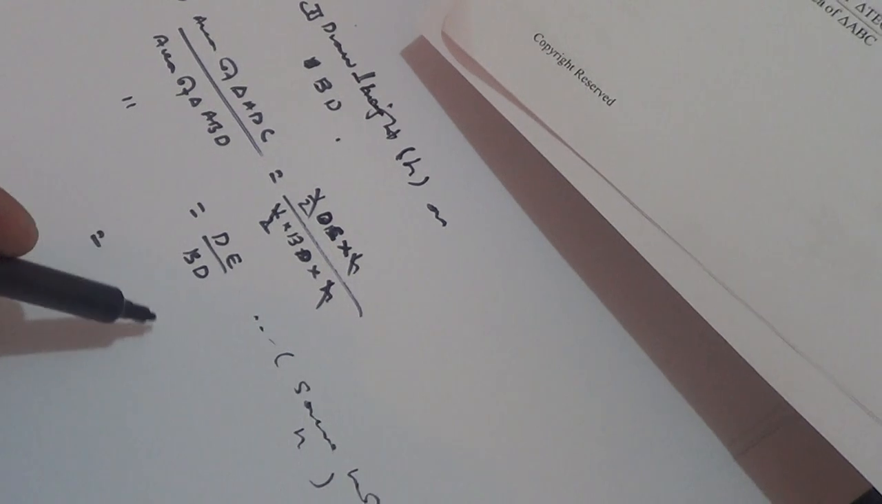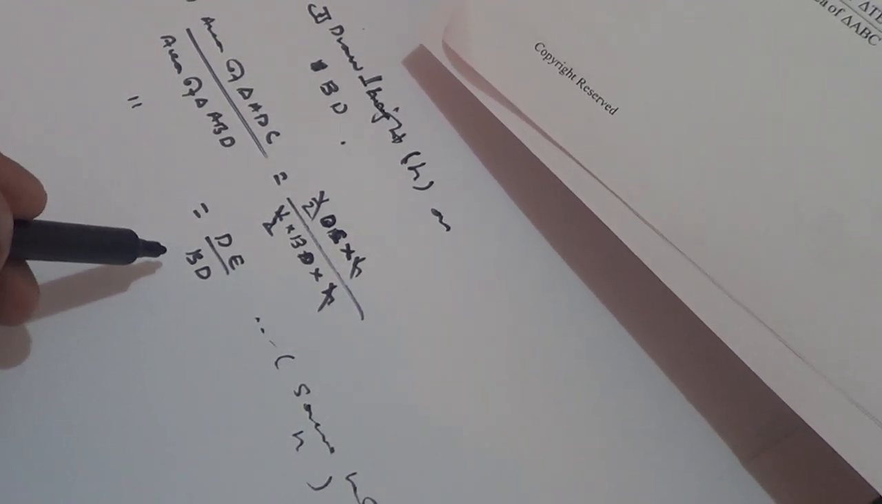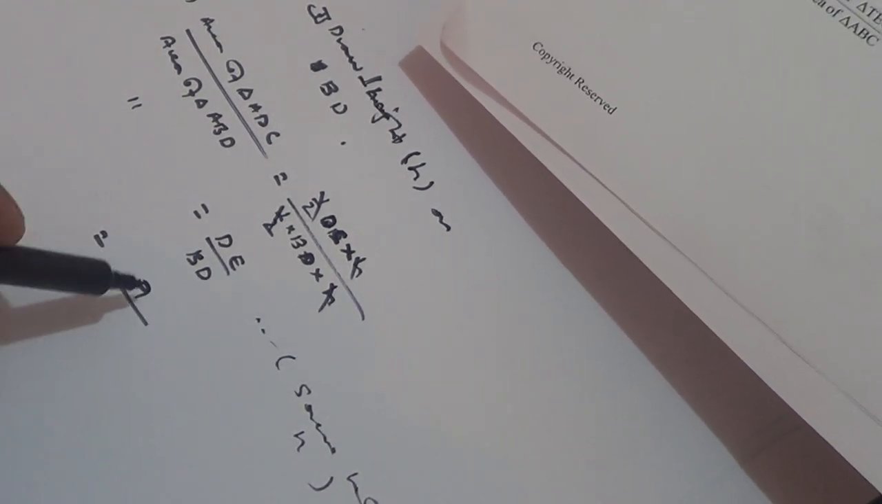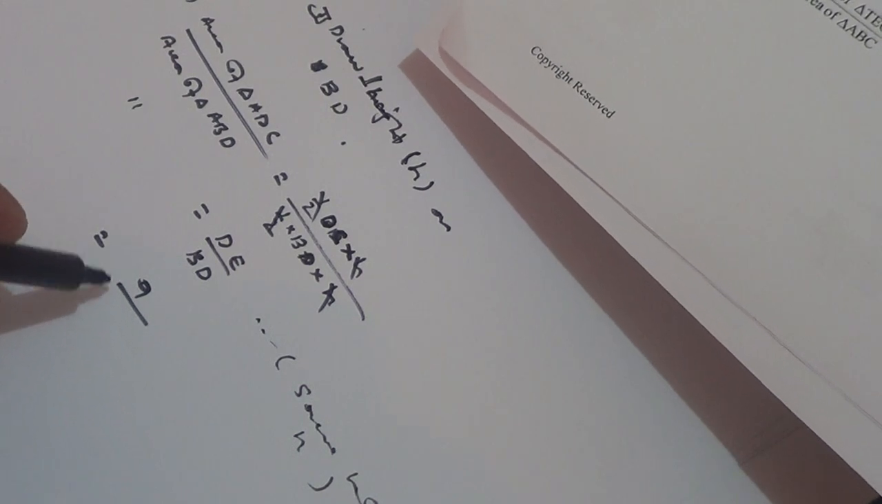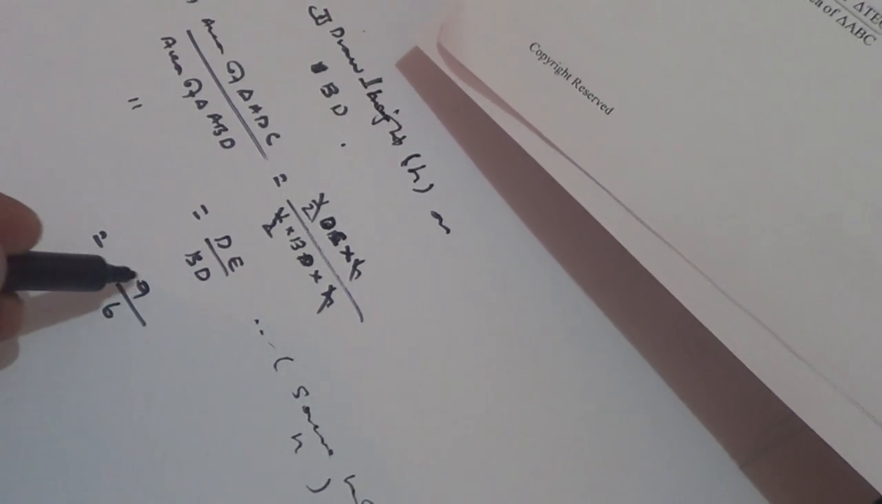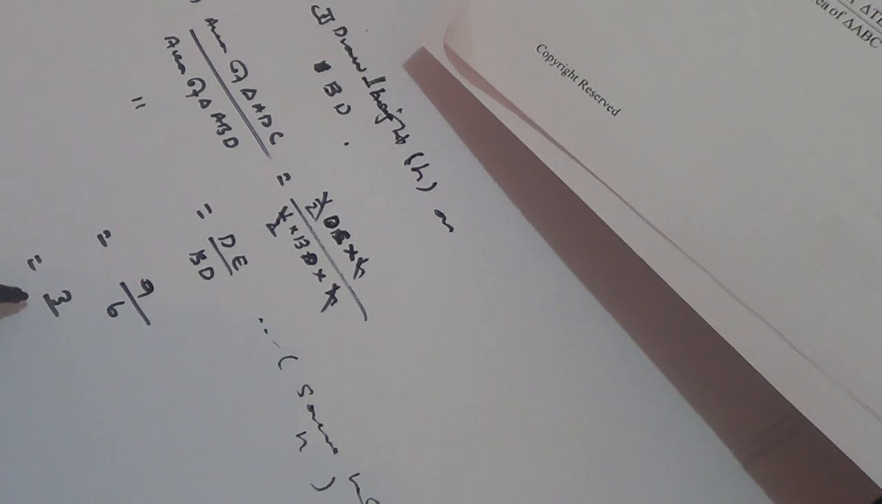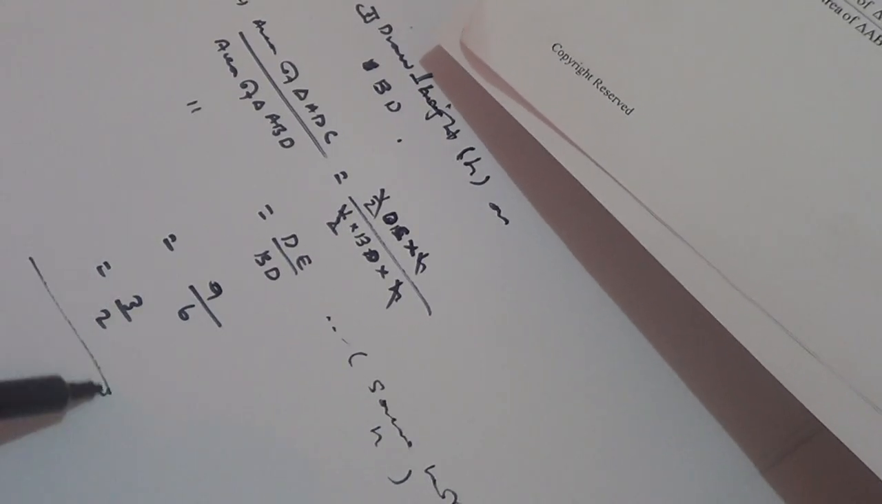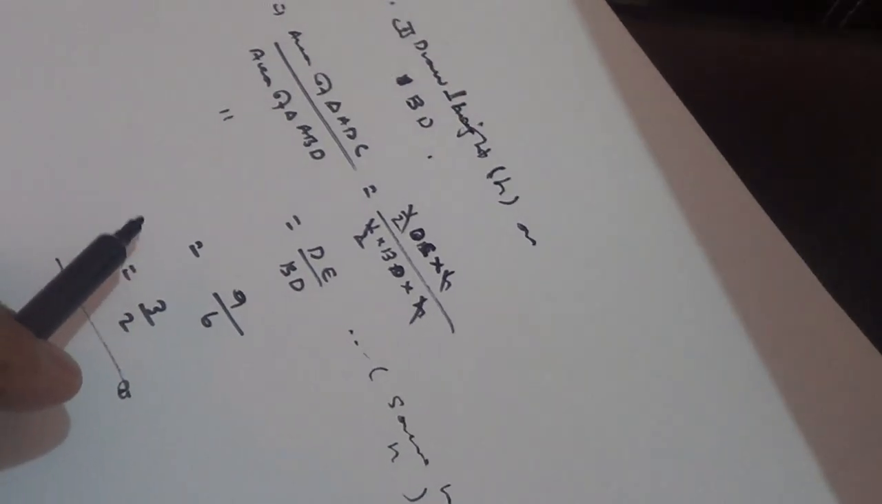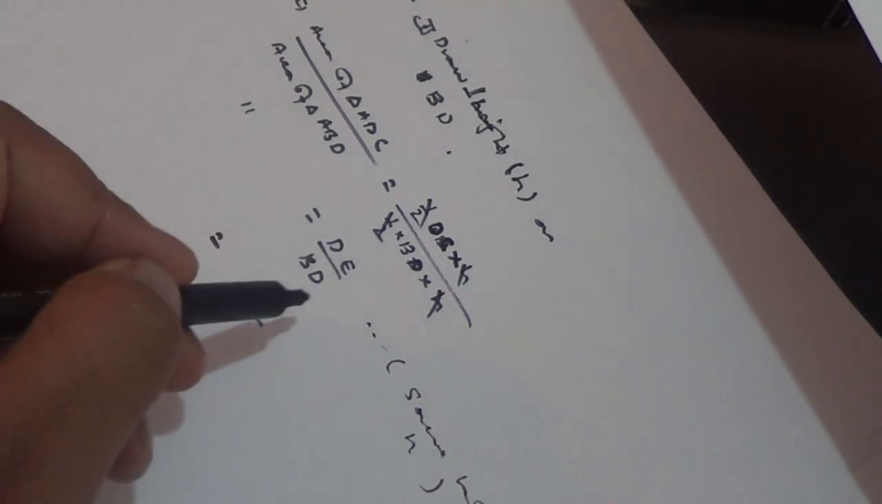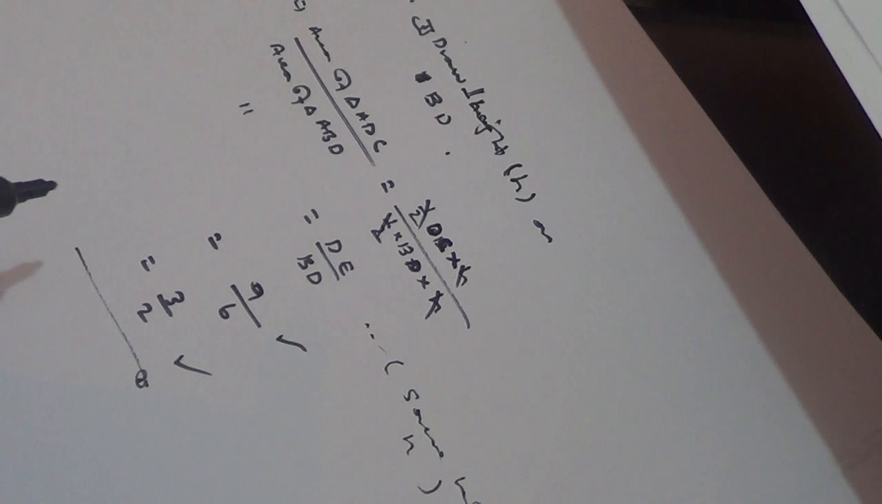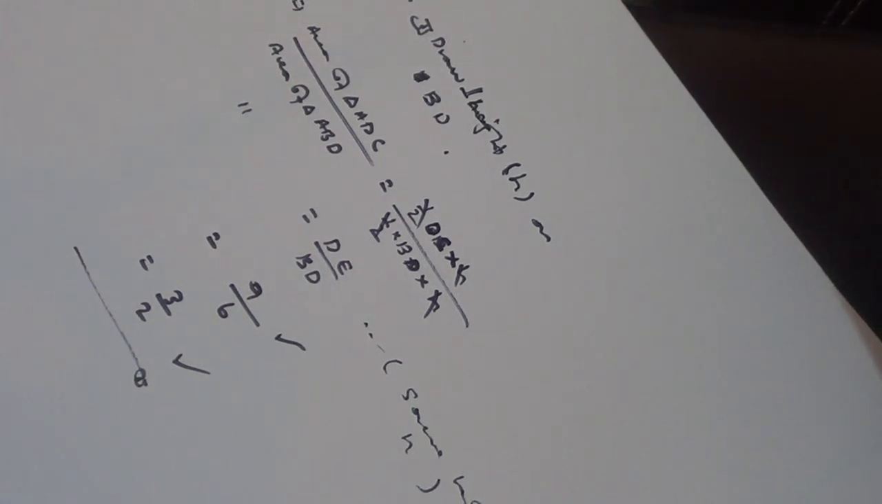So let's see, what is DE now? DE is 9 centimeters over BD is 6 centimeters. So this is going to be 3 to 9, 3 times, to 6, 2 times. And that is it. You can see that it was just 2 marks, because what it boiled down to is the substitution and the answer.